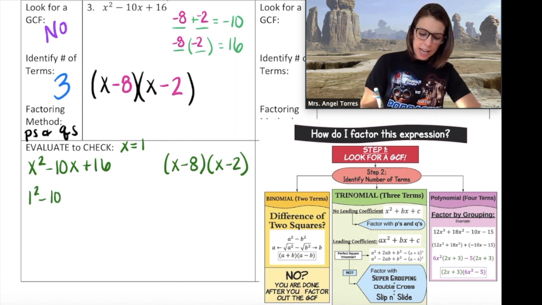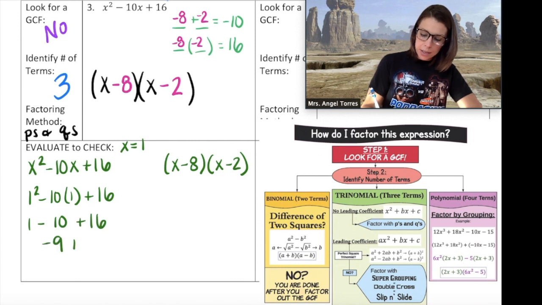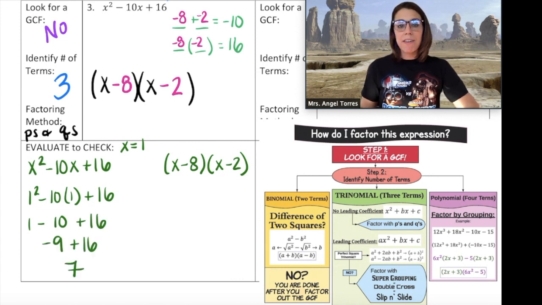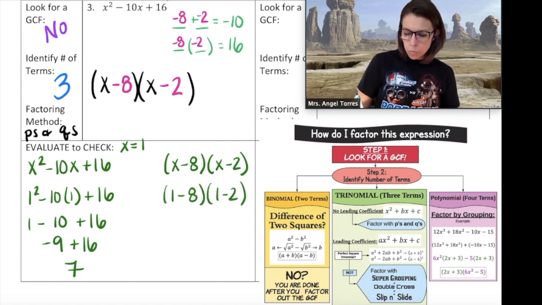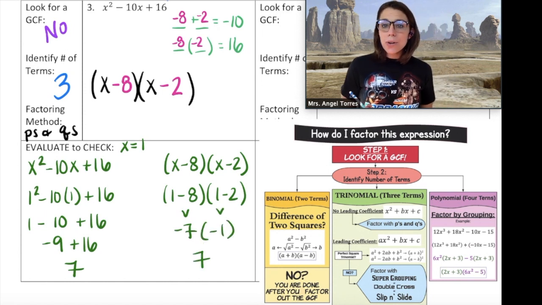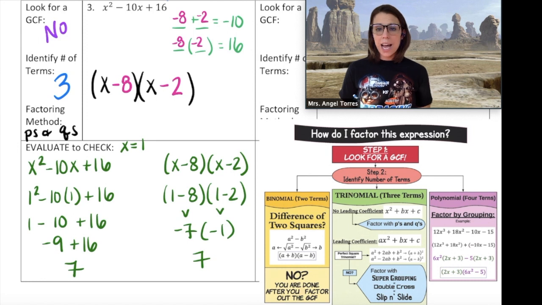1 squared minus 10 times 1 plus 15. 1 squared is 1. 10 times 1 is 10 plus 15. That's negative 9 plus 15. And the first expression has a value of 7 when x is 1. Let's see if the second expression does as well. 1 minus 8 times 1 minus 2. 1 minus 8 is negative 7. 1 minus 2 is negative 1. And the second expression also has a value of 7 when x is 1.